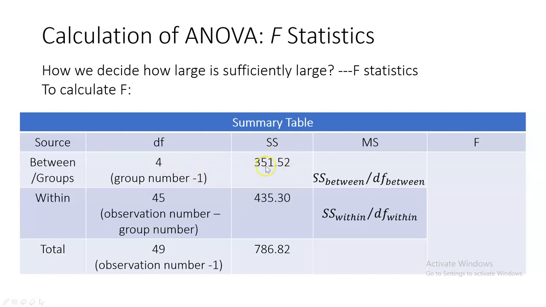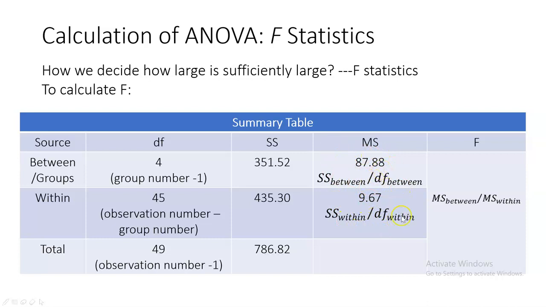So 351.52 divided by 4. This will give us the value for this MS between. And do the same thing for within. We're going to take the average of the sum of squares for within. So 435.30 divided by 45. And this will be the answer for this MS within. Okay, we don't need to calculate that one, so don't worry about it. And here we have these two cells filled.